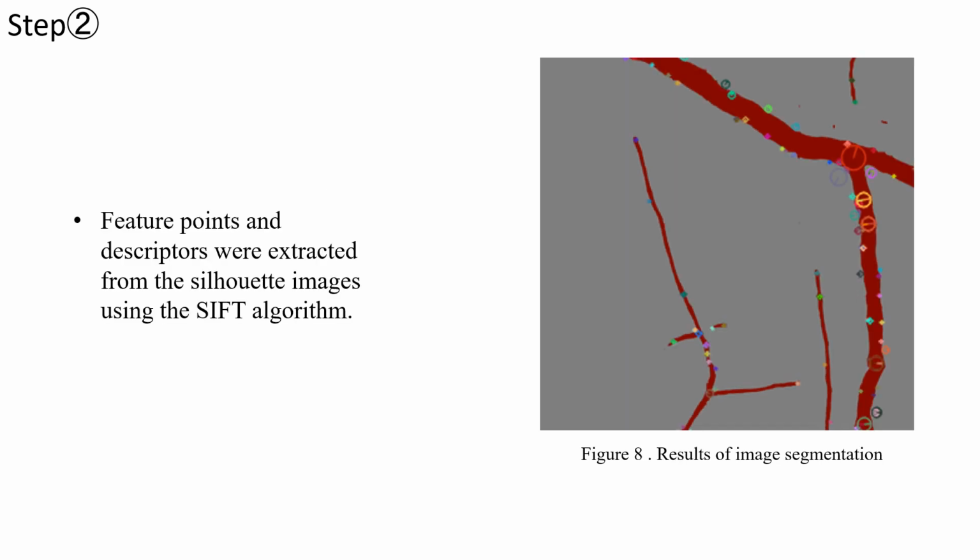We extracted feature points and descriptors from the silhouette images utilizing the SIFT algorithm. As demonstrated in Figure 8, you can see the SIFT feature points and descriptors acquired within the same region as shown in Figure 5.